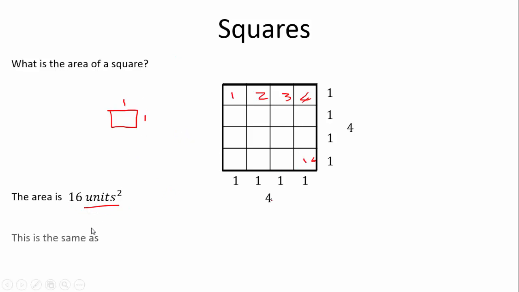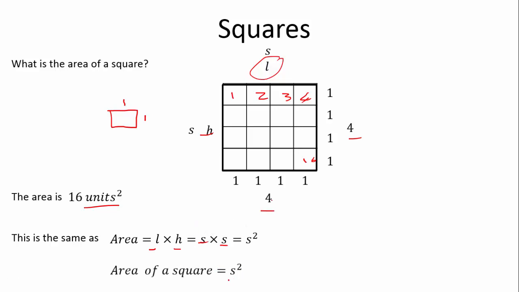What do you notice about 16? This is the same as saying the area is the length times the height, which is the length of 4 times the height of 4. But because it's a square, we know that the length and the height are both going to equal S, and it's always going to be the same. So we say that is equal to S squared. So the area of a square is the side squared. That easy. The area here is 4 squared, which is equal to 16 units.